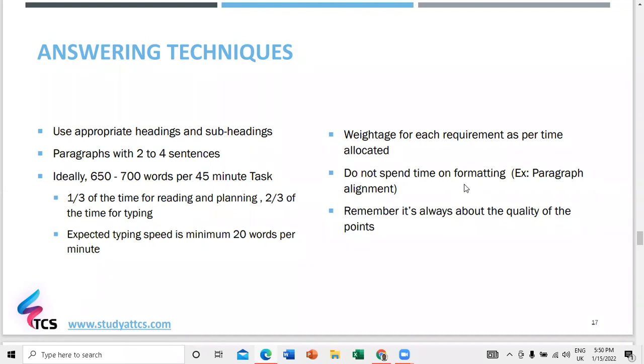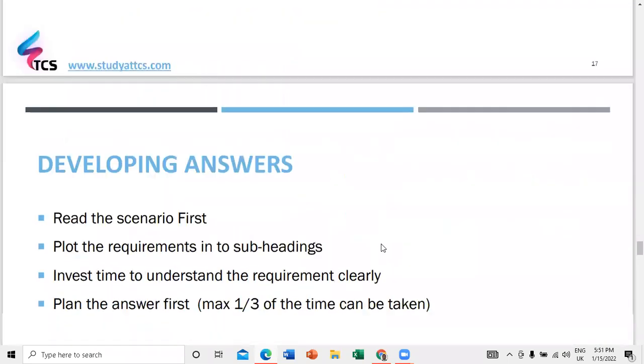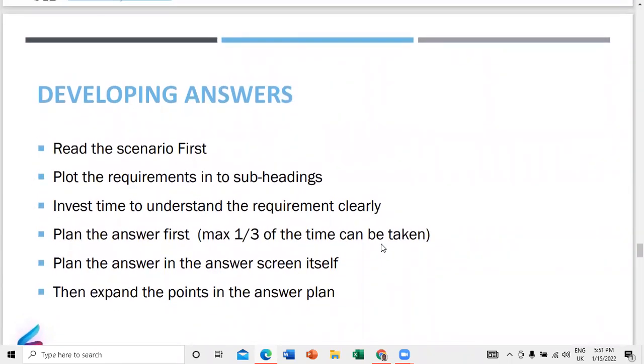Do not spend time on formatting. You are not supposed to work on your alignments and whatnot, okay, because these facilities are not provided in the real exam. Remember, it's always about quality of the points. I highlighted this point earlier as well. Quality wins over quantity when you are doing your OCS exam. Right, so let's look at what you need to focus on when developing answers. Before we do that, let me go through the chat section to figure out what type of questions you have posted.